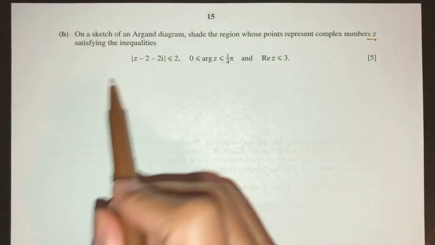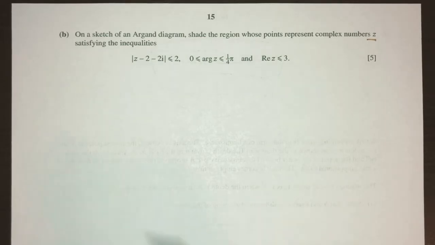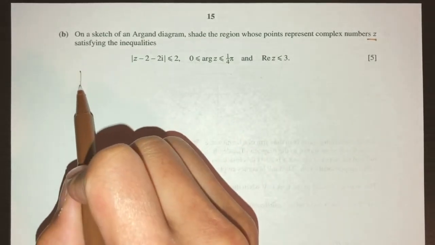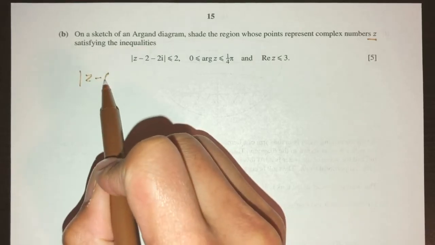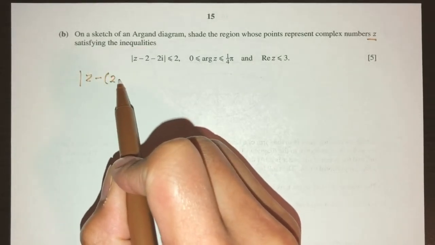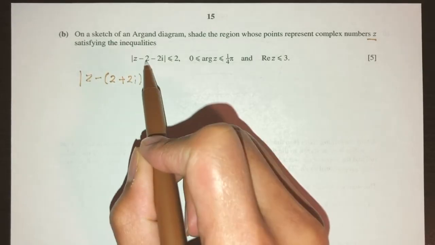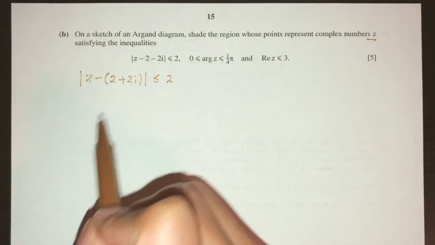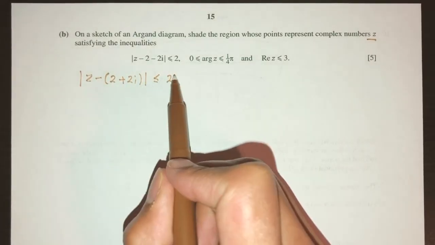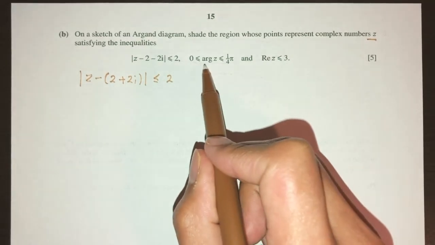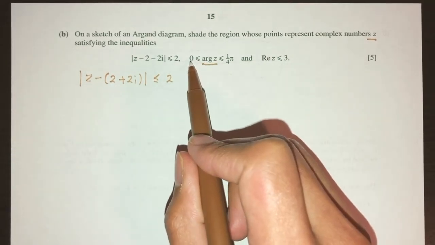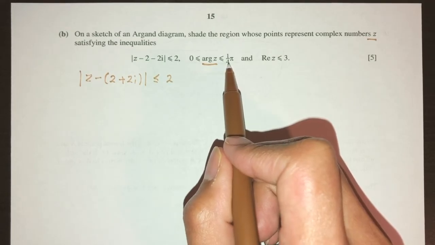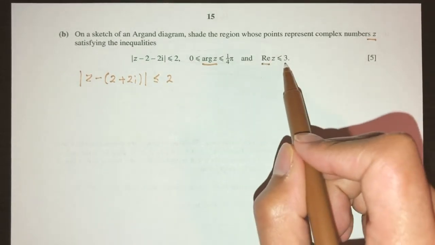On a sketch of an Argand diagram, shade the region whose points represent the complex number z, satisfying these inequalities. So one by one. For the first one, you have to write this as z minus, and then a bracket so you can find your point, which is your center of rotation. So that will be 2 plus 2i, less than 2. So basically this will be a circle, center 2 plus 2i and radius 2. And this one is the argument of z, which is the angle, between 0 and pi by 4, which is 45 degrees. And this is the real part is less than 3.